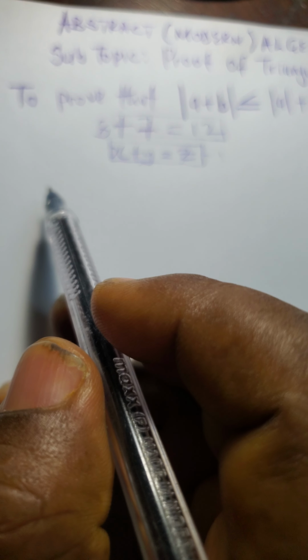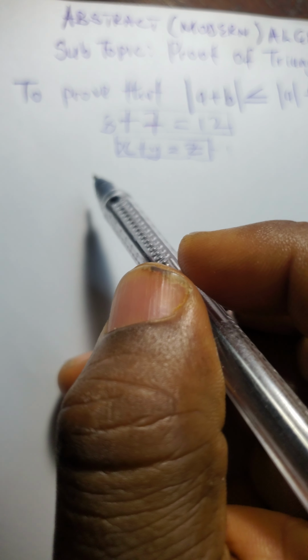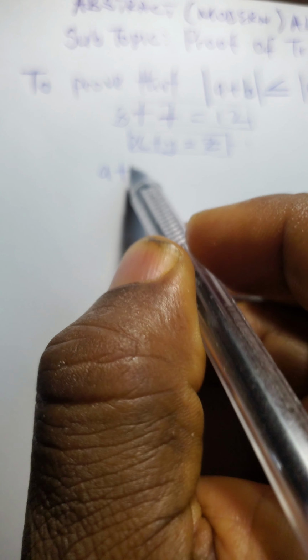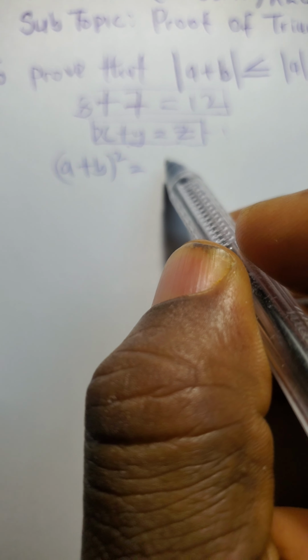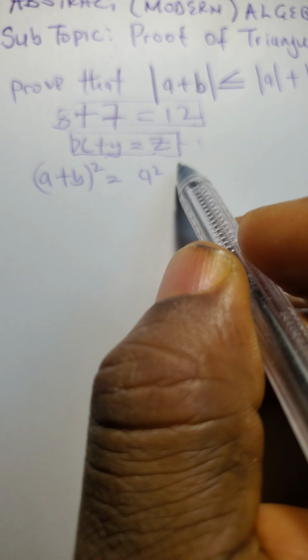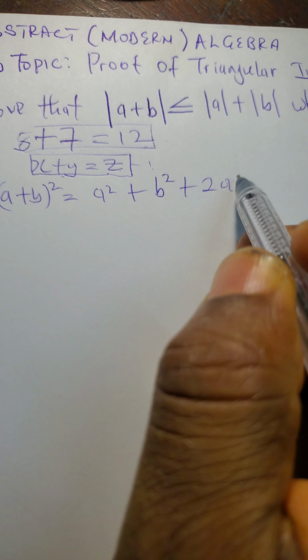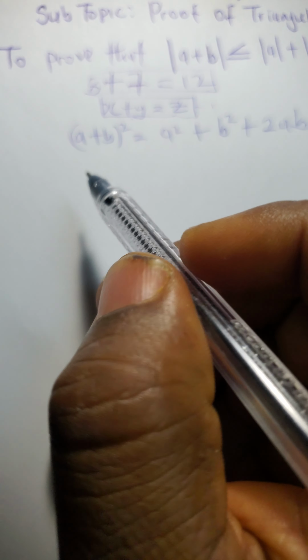We can use algebraic squares. We start with a plus b raised to power 2. We know that if we expand this, we are going to have something like a square plus b square plus 2ab.